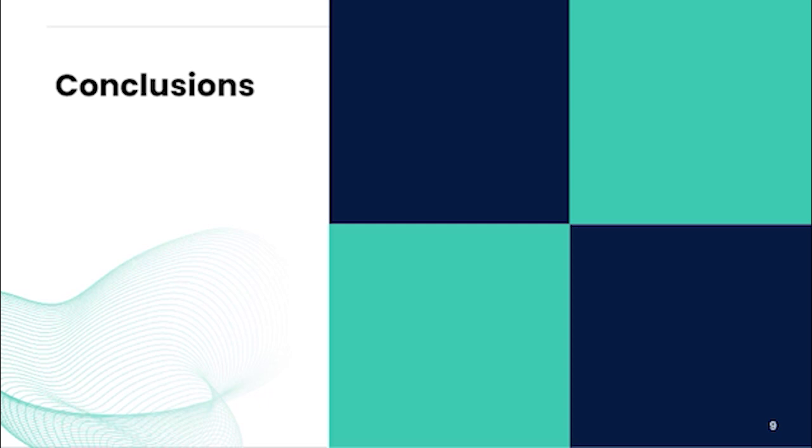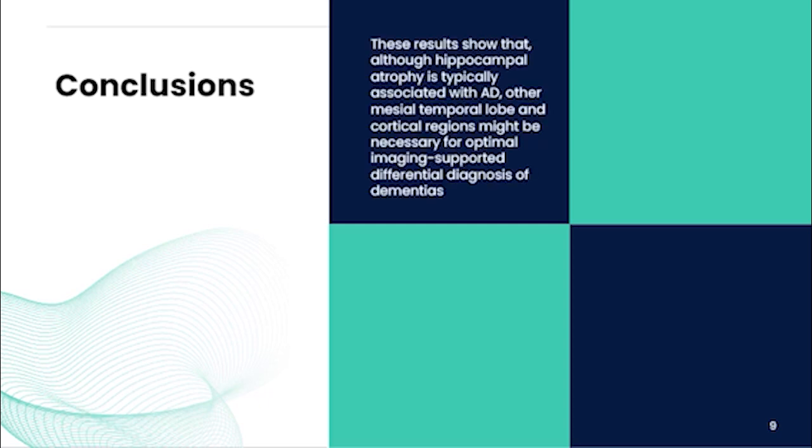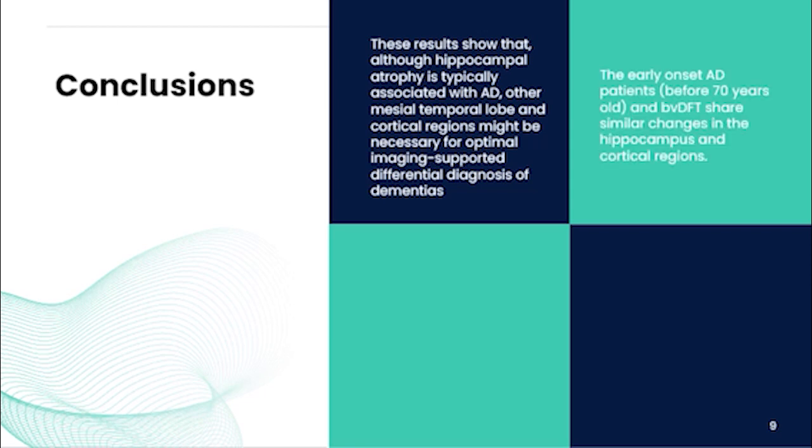Therefore, to conclude, I would like to say that these results show that hippocampal atrophy is not only related with Alzheimer's, especially when we compare Alzheimer's disease with other types of dementias. And therefore, to differentiate this disease, other types of regions should also be used, namely the cortical regions. And as I have been saying, Alzheimer's disease versus the behavioral variant share very similar changes in the hippocampus and also the cortical region. That's why we only got 64%, 65% to discriminate these two groups.